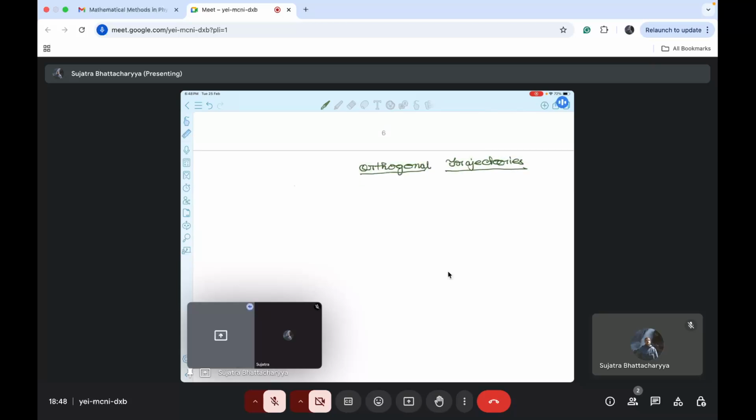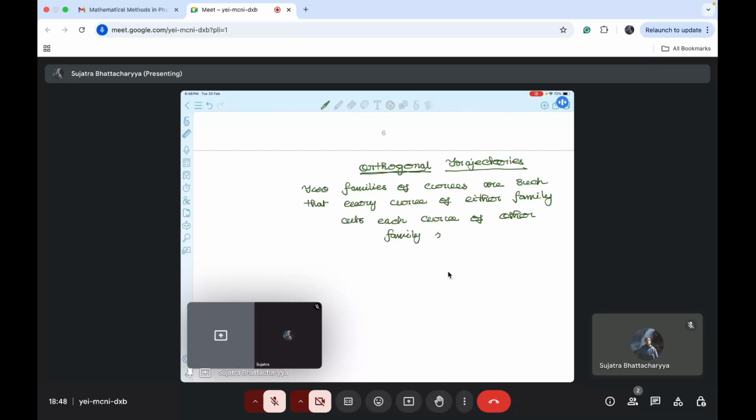So what are these orthogonal trajectories? It is nothing but two families of curves such that every curve of either family cuts each curve of the other family at right angles, in the orthogonal sense, right? 90 degrees.